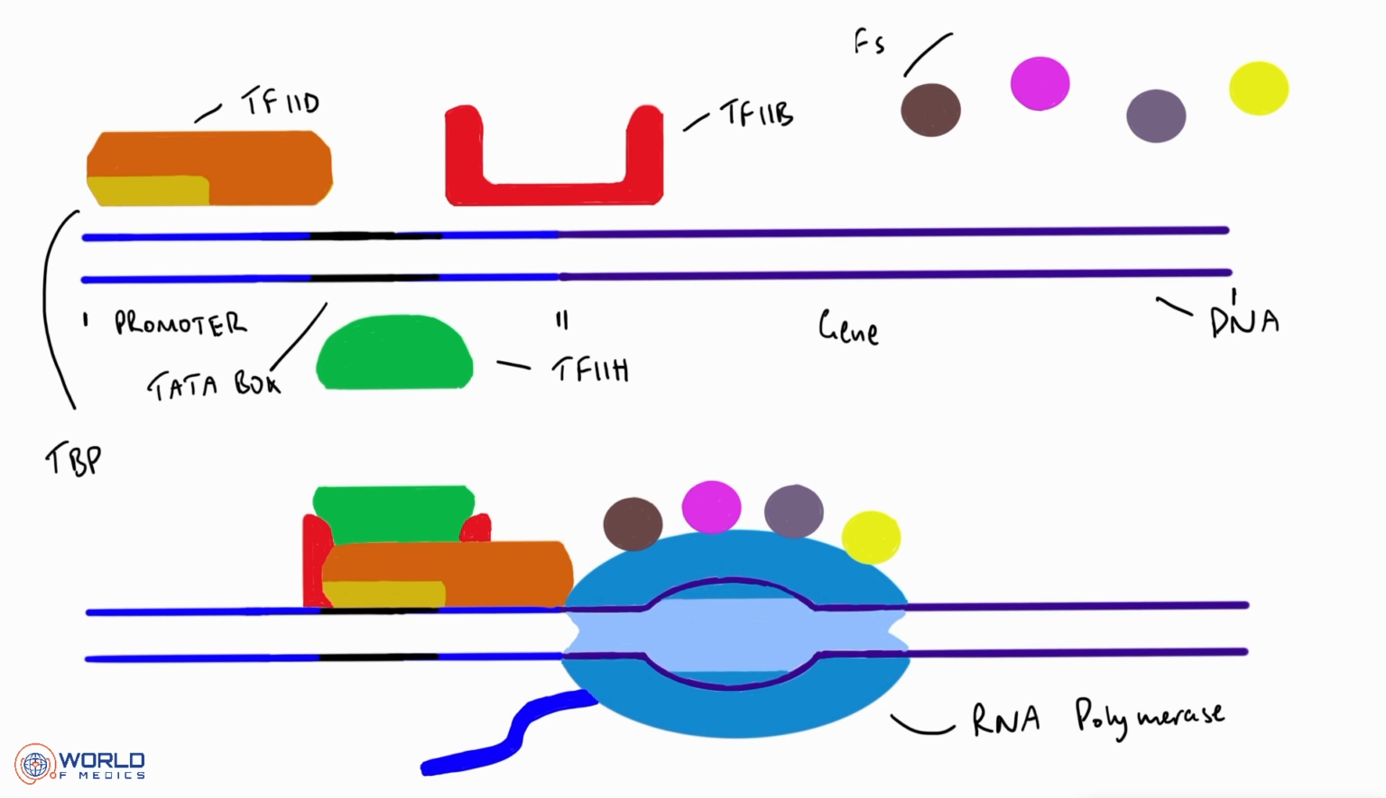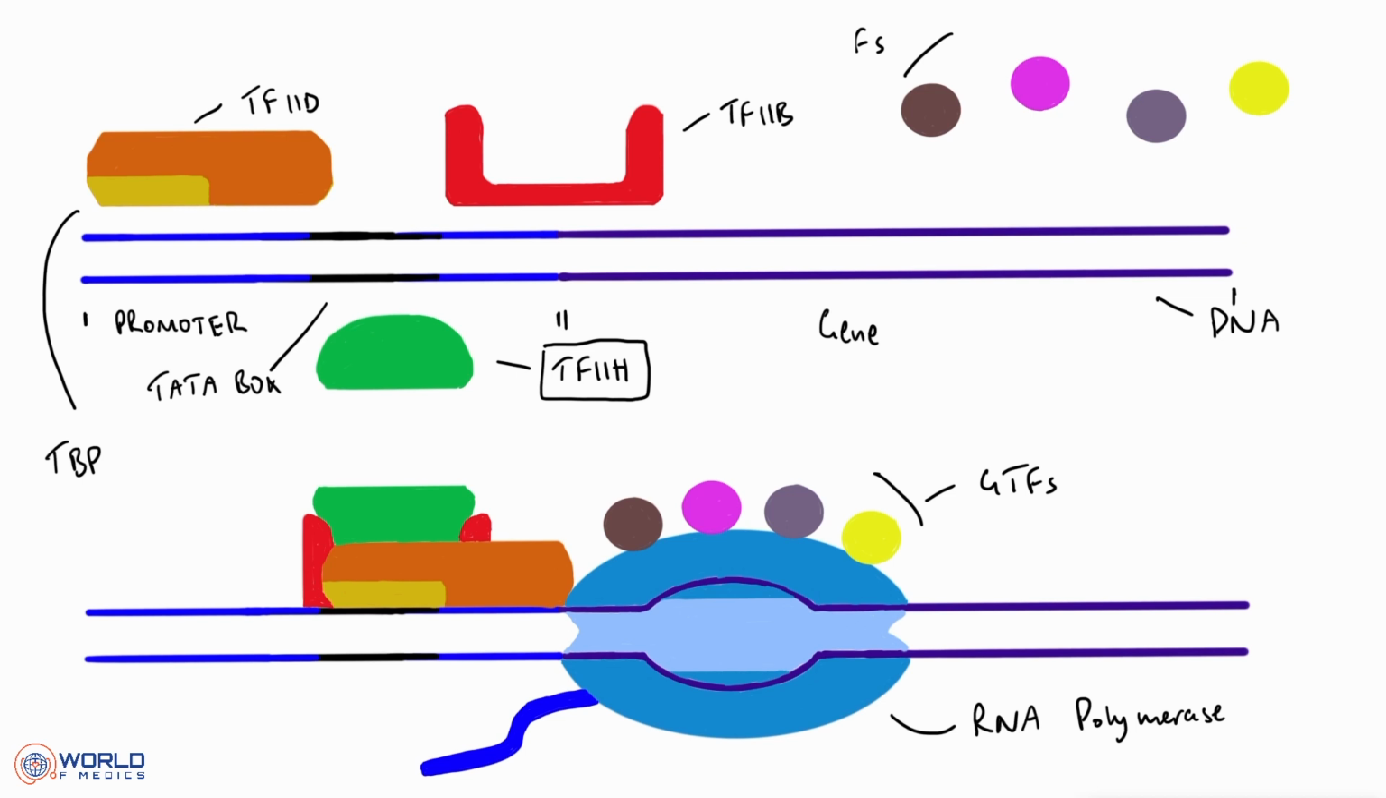Now, what happens after transcription factor 2D joins onto the TATA box? Well, transcription factor 2B joins on, and RNA polymerase makes its way over to the top of the gene, and we've got our general transcription factors here at the top. The general transcription factors, which are obviously joined on to the RNA polymerase itself. And lastly, we have transcription factor 2H, which we talked about here.